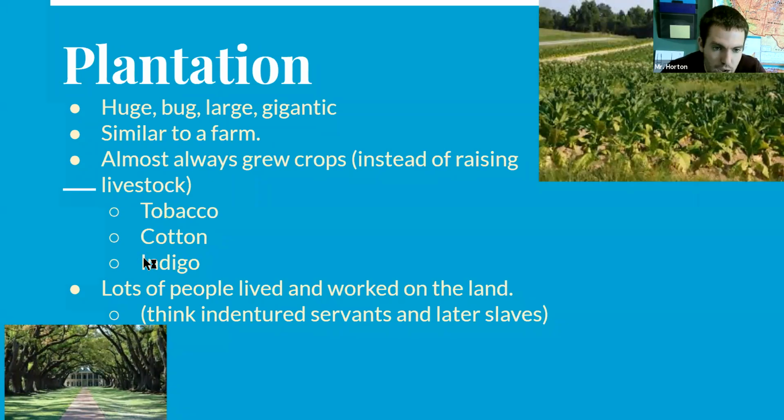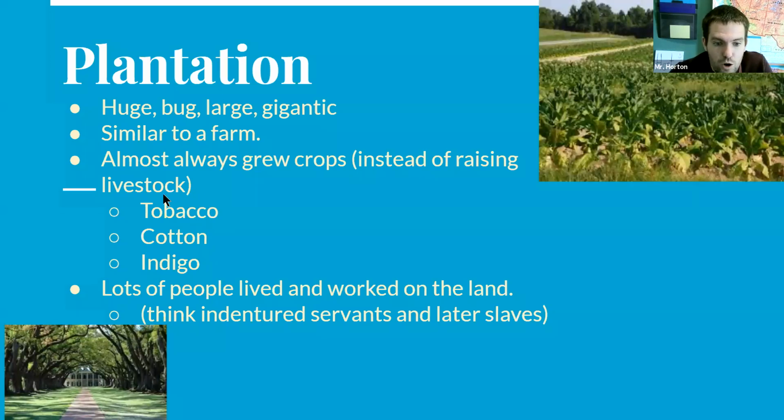You're going to type in these 3 crops right here. They mainly grew tobacco, cotton, and indigo. Tobacco, cotton, and indigo were the 3 crops that were grown on a plantation. Those were the main crops that made a lot of money.